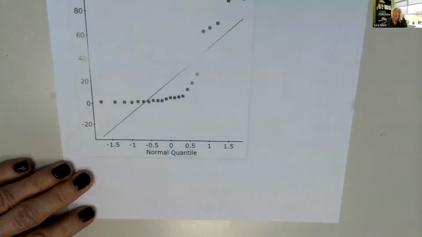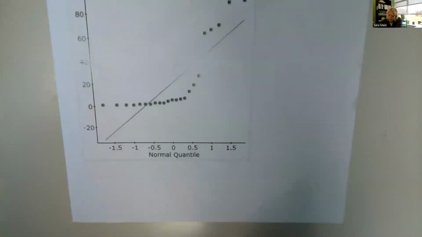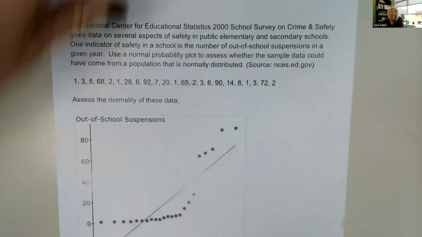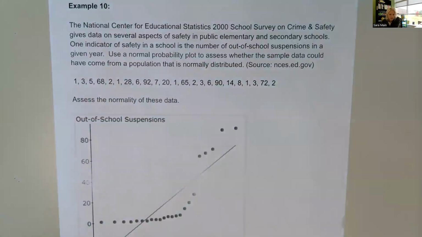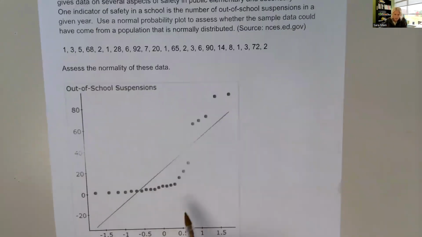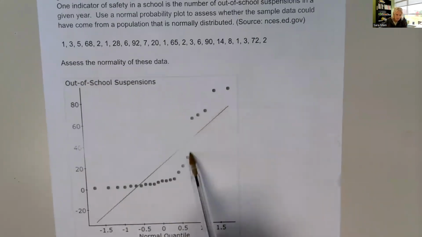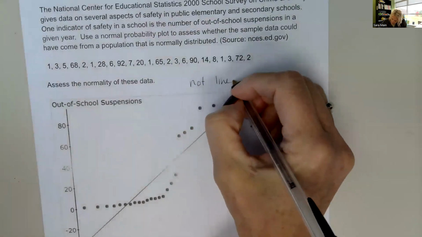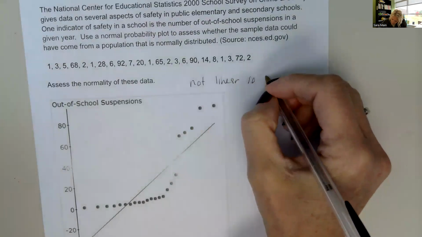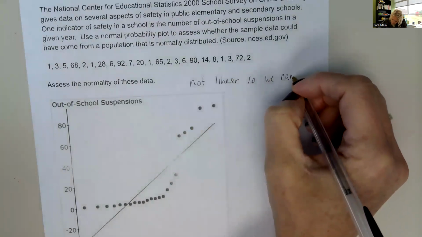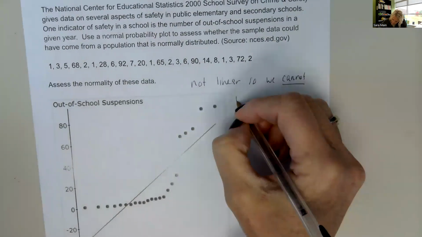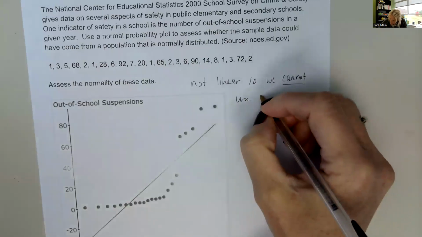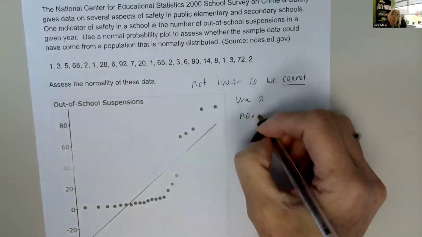Now you'll see example 10. This is on number of out-of-school suspensions, and they collected a sample of data, and you can see here that this is not linear at all. So not linear. So we cannot use a normal distribution.